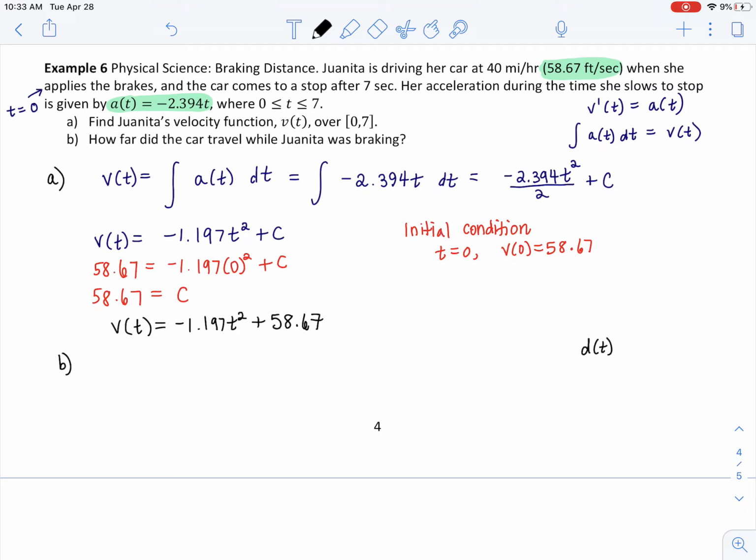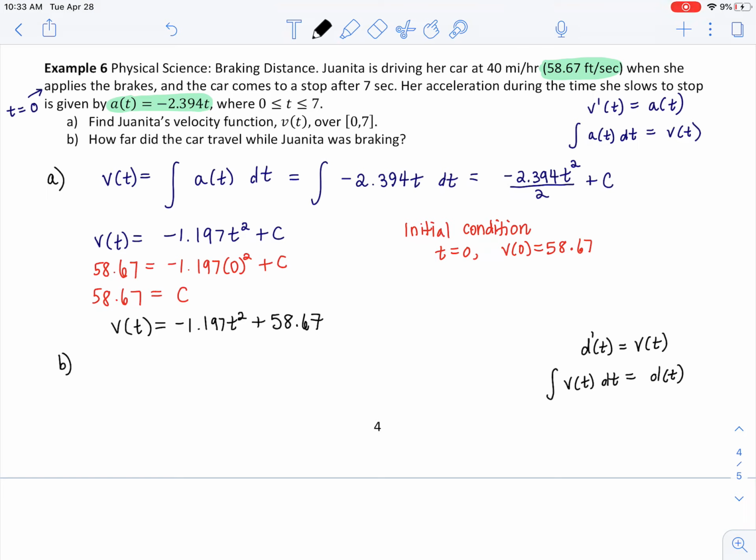I'll just write it over here. Distance at t, if you take the derivative of distance at t, then that's how you got the velocity function, right? Now, if you want to go backward, if you have the velocity function, you're going to have to integrate that to go back to d of t, okay?